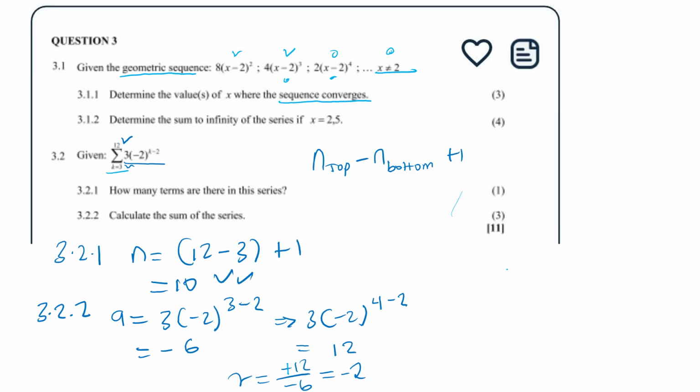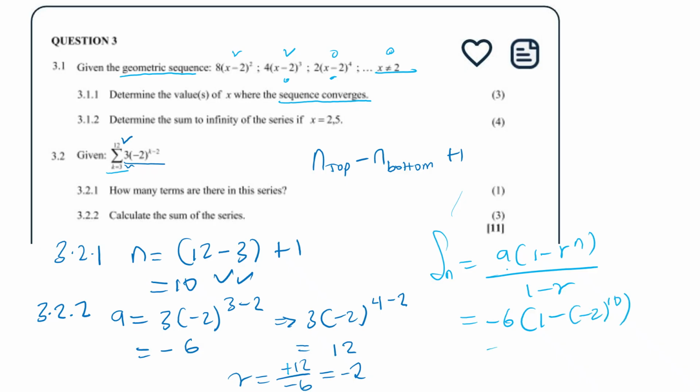Therefore, now let's go and find the sum. The Sn is equal to a times 1 minus r to the power n, divided by 1 minus r. Therefore, now our a is minus 6, 1 minus r, our r is negative 2. Our n is 10. Therefore, now divided by 1 minus our r, which is minus 2, right? Therefore, now if you punch this in your calculator, you're gonna find your Sn as 2046. Very good. This is the end of this session.